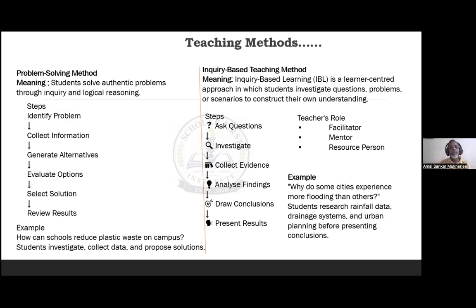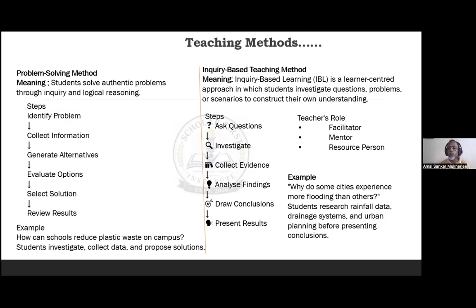What is the teacher's role here? The teacher is the facilitator, mentor, and resource person in the inquiry-based teaching method. Just giving an example: a teacher is raising an issue. Why do some cities experience more flooding than others? Giving no hints, nothing. The teacher is just raising the issue.